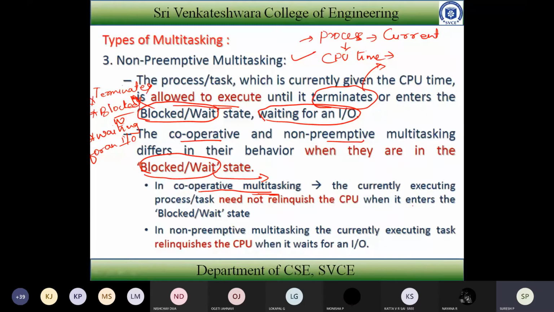Whereas in non-preemptive multitasking, it is going to release the CPU only when it waits for an IO operation it has to perform. But that is not the case with cooperative multitasking. In cooperative multitasking, whenever that particular process enters the blocked or wait state, it is going to release the CPU. But it's not the case with non-preemptive multitasking. In non-preemptive multitasking, it is going to release the CPU only when it waits for an IO operation to be performed.